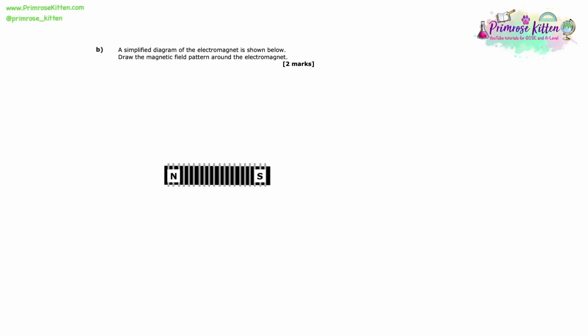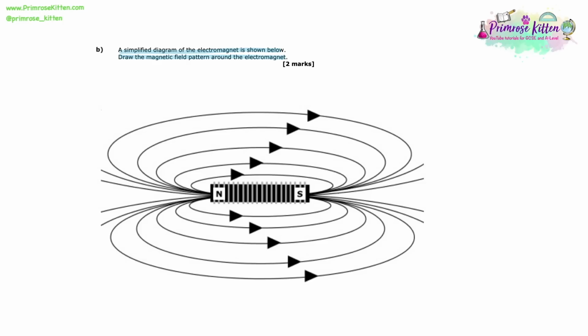A simplified diagram of the electromagnet is shown below. Here we're asked to draw the magnetic field pattern around the electromagnet. So here is the diagram that you need to draw. Now the key features that we need to include in this question. One of them is that the magnetic field lines have to point from north to south, and that's always the case. We should also know that the magnetic field lines are never going to cross each other. That will never happen. And it's also worthwhile knowing that the closer together the lines, the stronger the magnetic field.